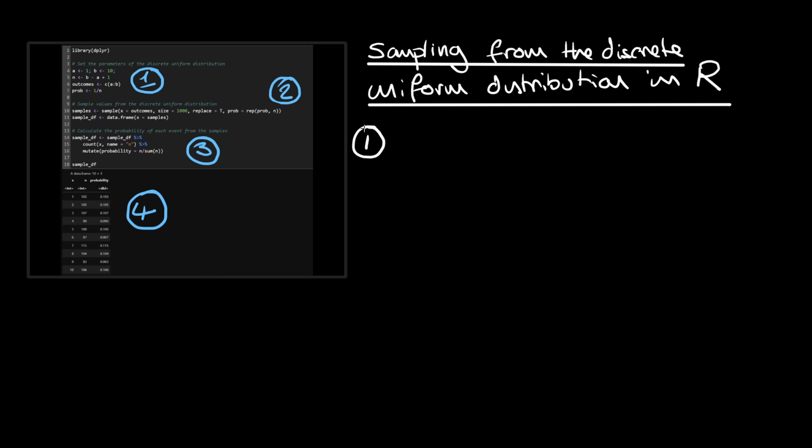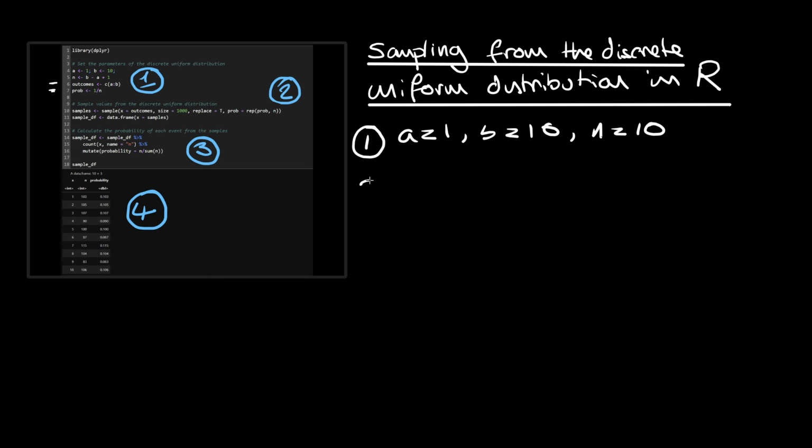So this is done in code block 1, where we set a equal to 1, b equal to 10. We can derive n from that, the total number of outcomes, which will also be equal to 10. We then have this variable outcomes that is a vector that contains the numbers 1 to 10. And this is what we will sample from. So that's on line 6. Given that we know the total number of outcomes, we can then calculate the probability for each outcome. And we do that on line 7, is equal to 1 over n.